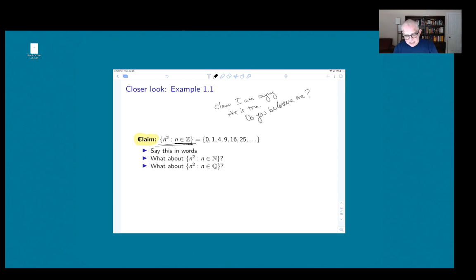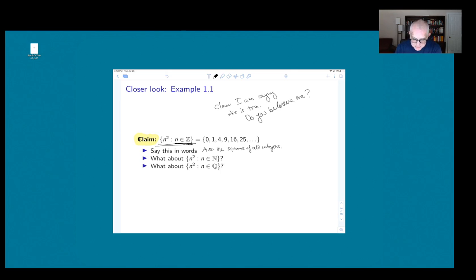So if I was going to say this in words, I could say take the set of squares of integers n in Z. My set A is the squares of all integers. And if you think about it for a minute, this n in Z, what if instead of saying n in Z you said n in the natural numbers?